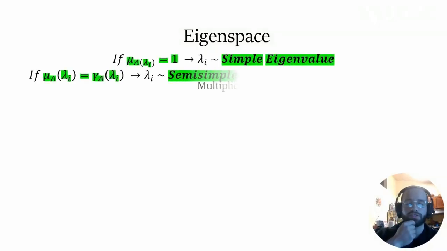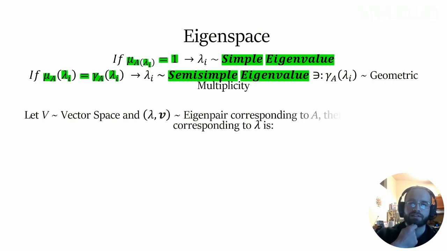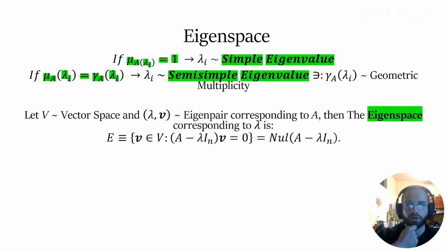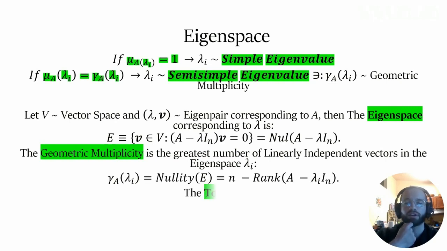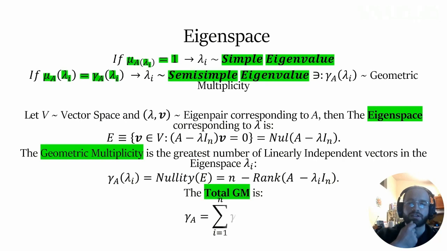So suppose that we have an eigenvalue with a multiplicity of 1. This is referred to as a simple eigenvalue. If the algebraic multiplicity equals the geometric multiplicity, then we have a semi-simple eigenvalue here. And the geometric multiplicity is defined as n minus the rank of A minus lambda sub i times the identity. So this is the nullity, or the dimension of the eigenspace corresponding to that lambda.